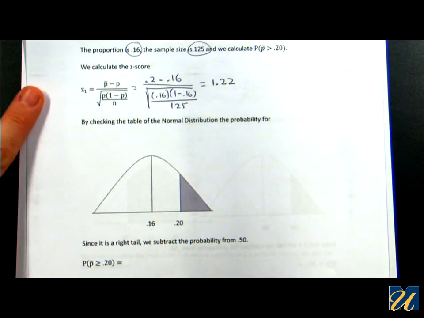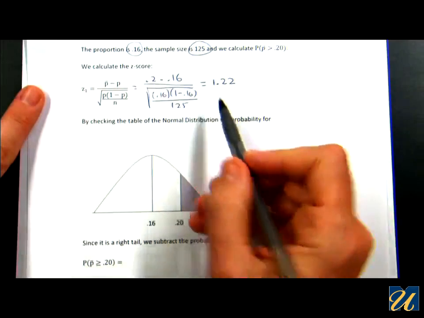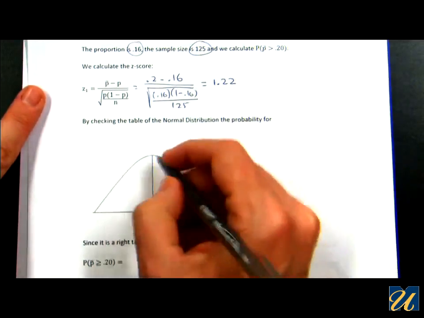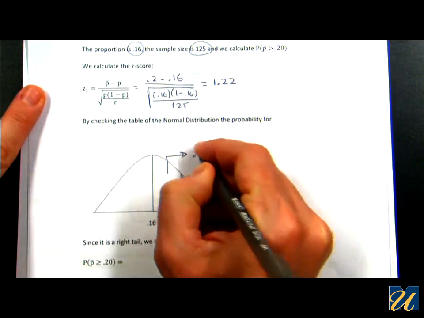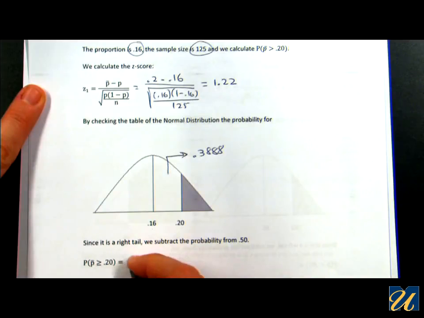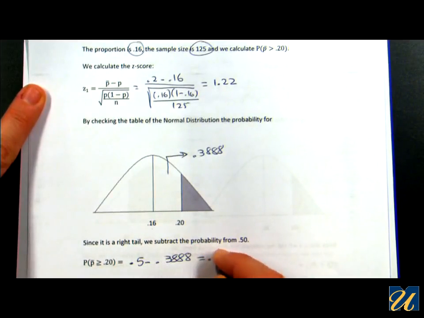Now, we check for the probability for 1.22. So this area here will be 0.3888. We are looking for a tail, so 0.5 minus 0.3888, and this is going to be equal to 0.1112.